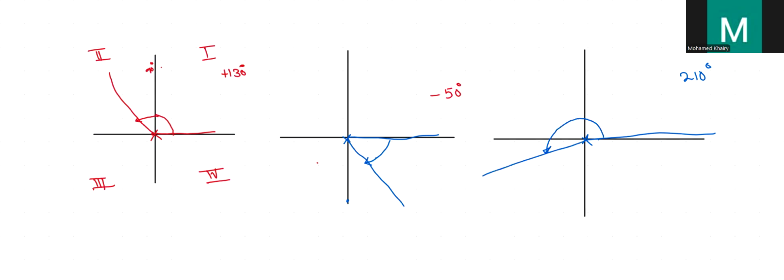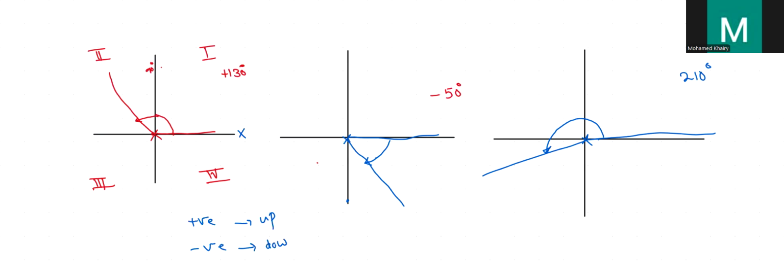Okay, so now we've learned that if we have a positive angle, we start from the initial positive x-axis, which is this one, then we rotate up. And if it's a negative angle, that means we rotate down. Excellent.